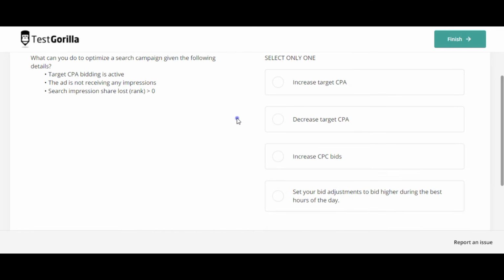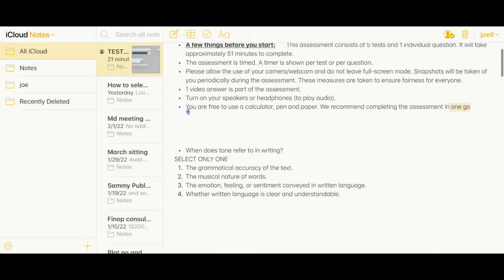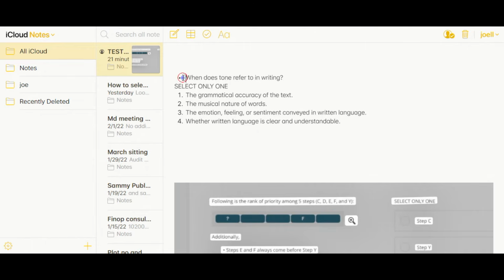Some of the questions. Anyway, I have more questions that I would love to share with you aside from marketing that I prepared personally, and I'll just dive into one of them. They say, what does the tone refer to in writing? Select one of the answers. Grammatical accuracy of the text, the musical nature of the words, the emotion, feeling, or sentiment conveyed in written language, and whether written language is clear and understandable. What does the tone refer to in writing? Actually, I think I missed out something here. Could have been there is an audio.